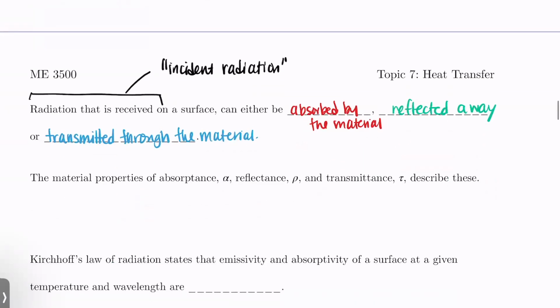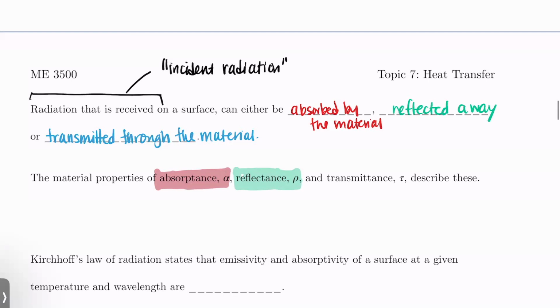I've color coded these. Absorptance, alpha, is the tendency for radiation to be absorbed by the material. Reflectance is its tendency to be reflected. And transmittance is, obviously, its tendency to be transmitted. Those are all linked together.